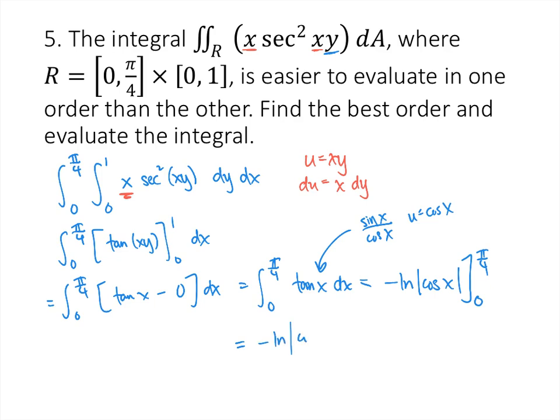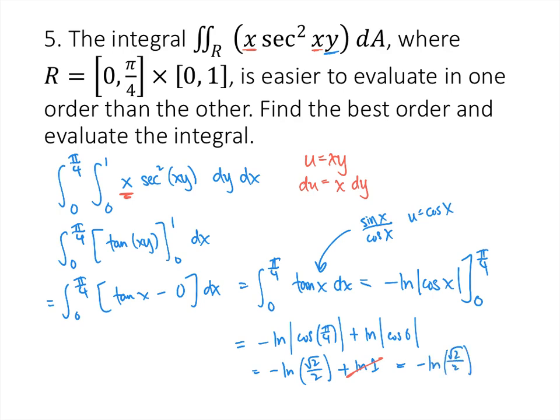So I've got the natural log of cosine of pi over 4, minus a minus is a plus, natural log of cosine of 0. Cosine of pi over 4 is square root of 2 over 2, so that's negative natural log of radical 2 over 2. And then cosine of 0 is 1, so that's the natural log of 1. But the natural log of 1 is 0, so this is just negative the natural log of square root of 2 over 2.